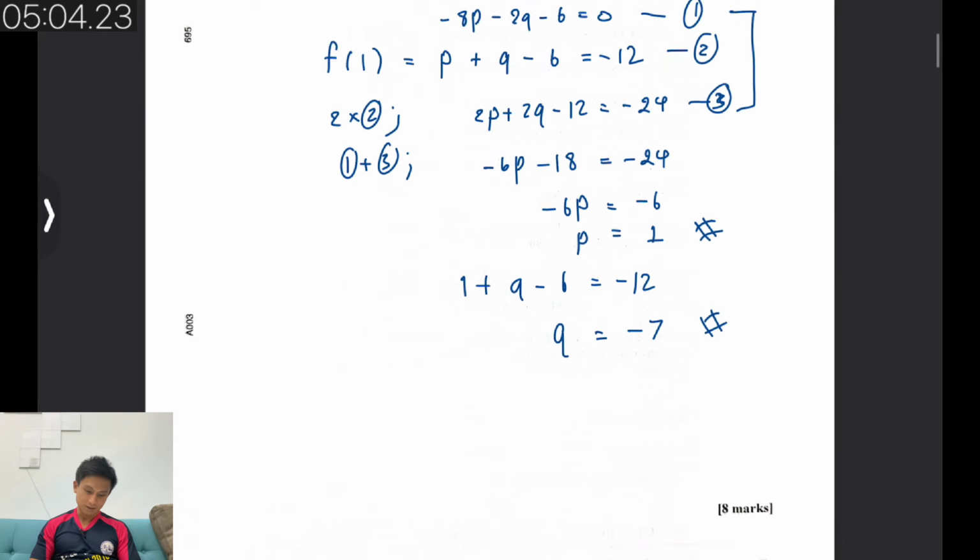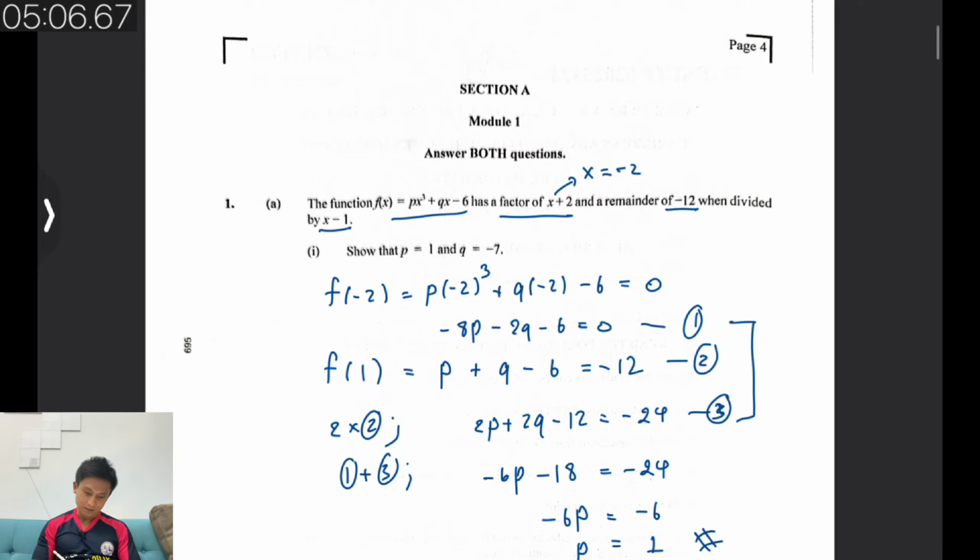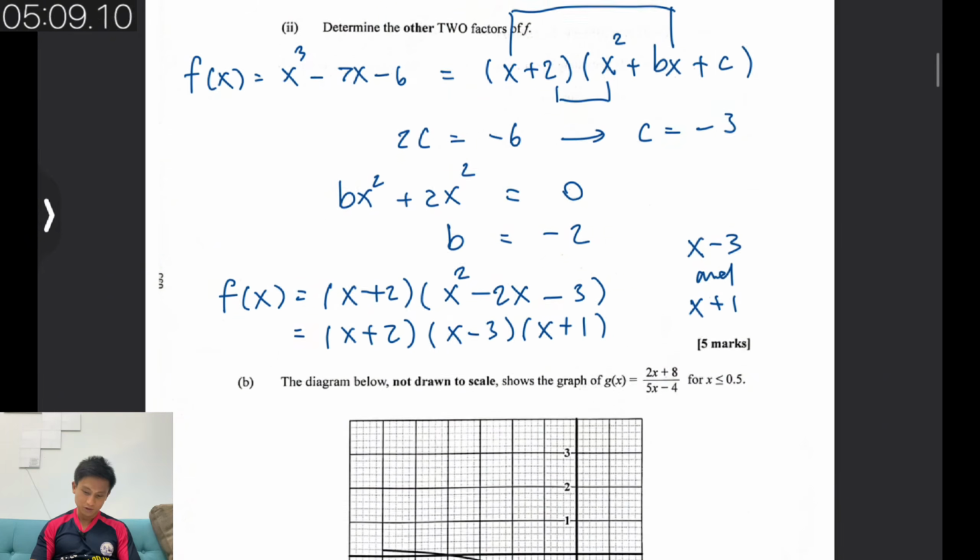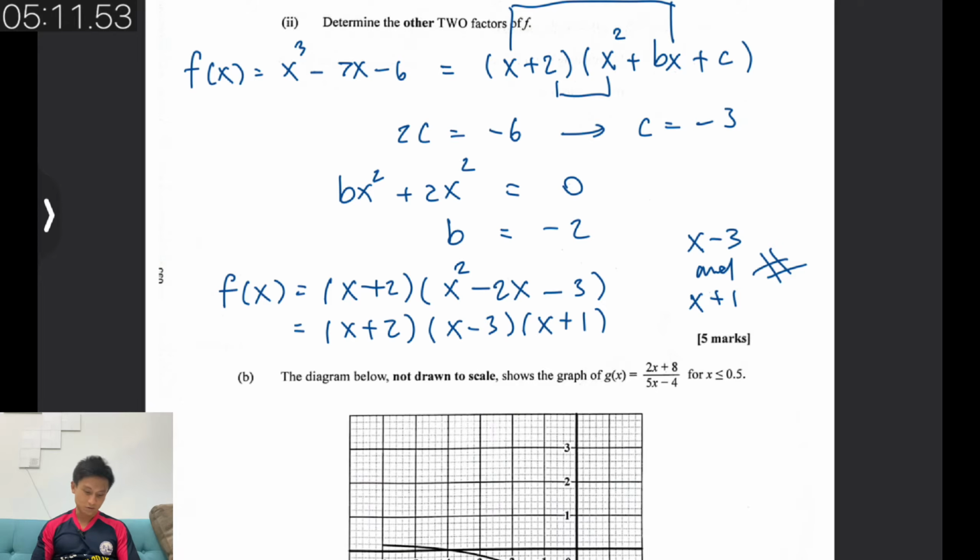Yeah, let's double check that. x + 2 is already one of the factors, so we just say these two are the other two factors.